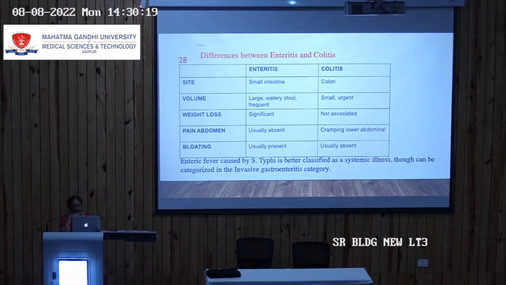Then abdominal pain is absent in enteritis, whereas in colitis there is cramping lower abdominal pain. Then bloating, where a person feels that there is a lot of gas in the abdomen, is usually present in enteritis and not present in colitis.